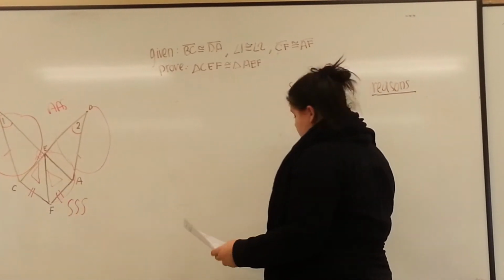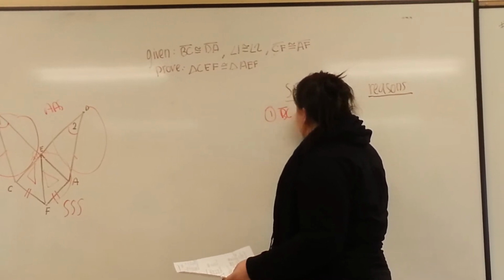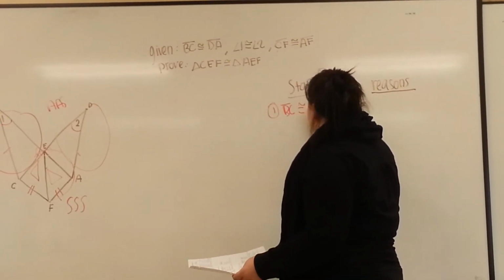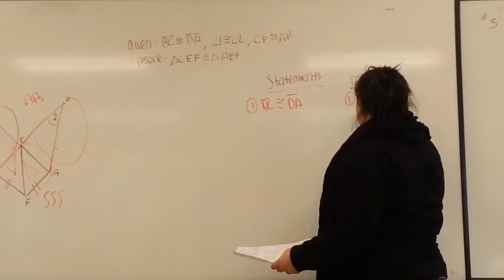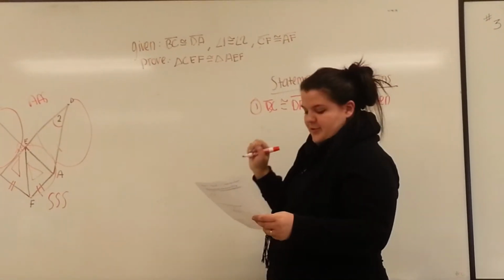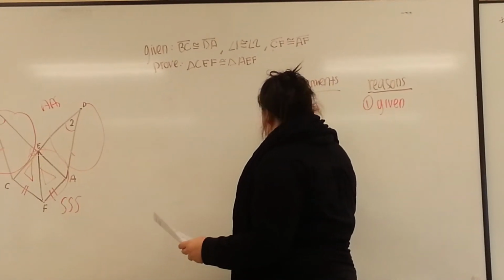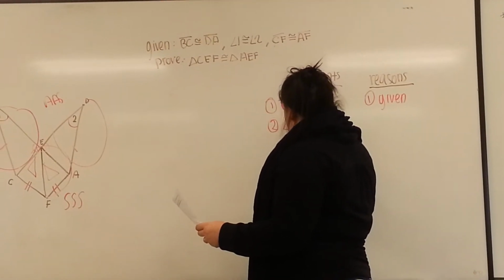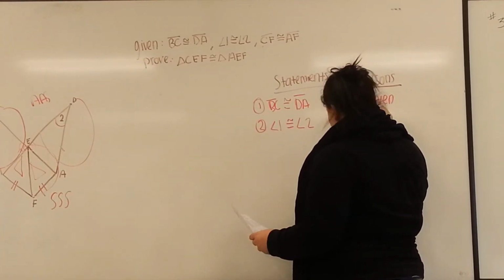So now we can start our proof after we already planned out what postulates and theorems we're going to use. So the first thing we use is the given, which is segment BC is congruent to segment DA. And the reason is because it's our given. Normally we don't use our second given right away, but because we need it in this case, we have to. So angle 1 is congruent to angle 2. And the reason is because it's our given.